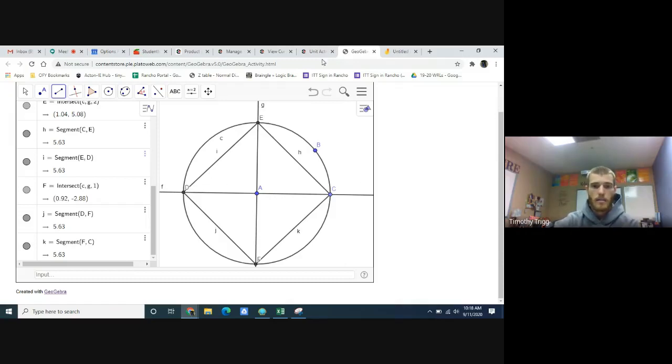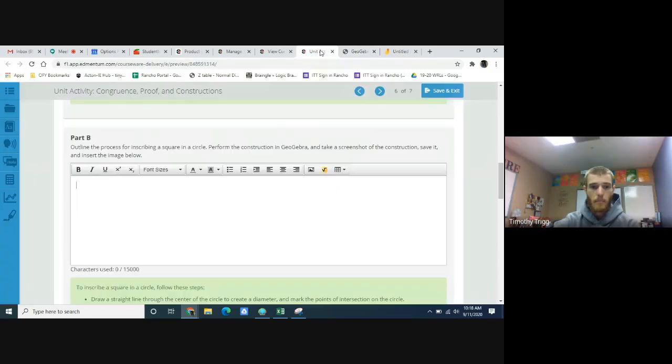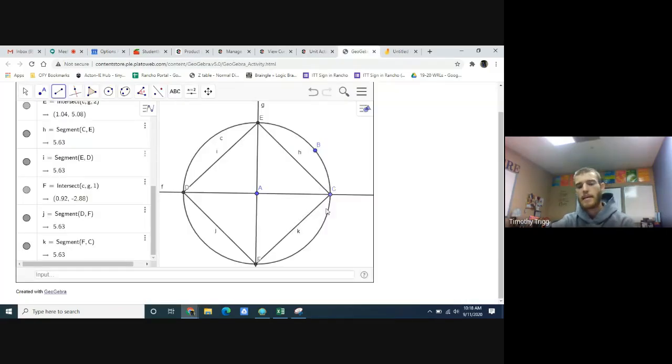Okay, take a screenshot of that, put it here, and give an explanation. So you might say that we produce a diameter, then we produce another diameter perpendicular to the first, and connected the points where those diameters cross the circle and produced our square. Okay, great.